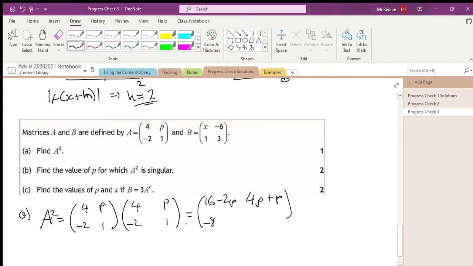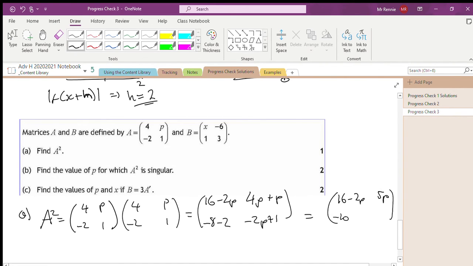And that's going to take away another 2. 1 times negative 2. And on the last bit, negative 2p. And we're going to get plus 1. Okay, and if I tidy that up, I get 16 minus 2p. I've then got 5p in there. I've then got negative 10, and I've got negative 2p plus 1. Okay, so that's my final answer.